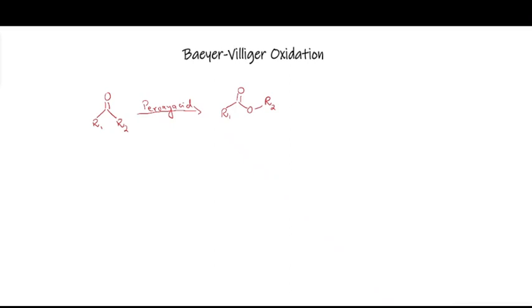Baeyer Villiger oxidation is the oxidation of ketones to esters in the presence of peroxyacids or peroxides. The reaction can be applied to cyclic ketones, which are converted into lactones under the same conditions. In this video, we'll talk about this transformation and see how the reaction proceeds stepwise. So let's begin.